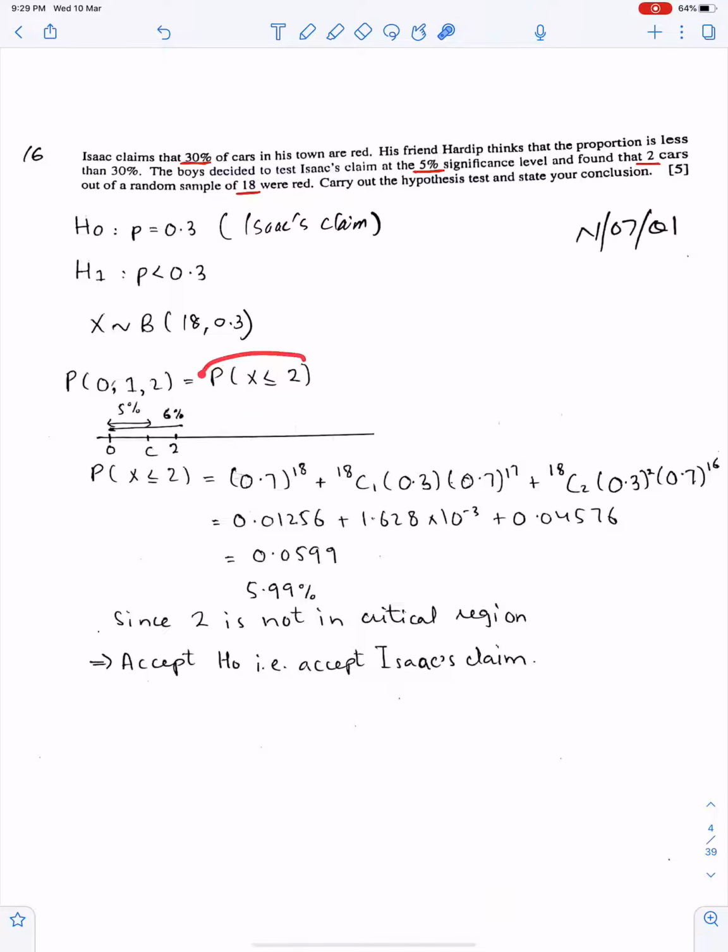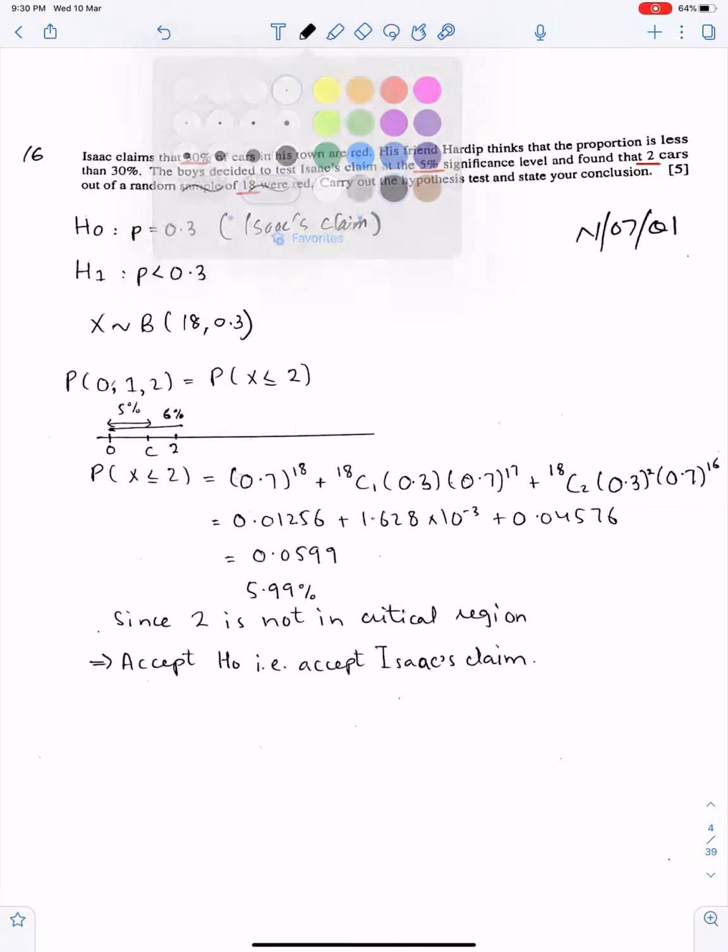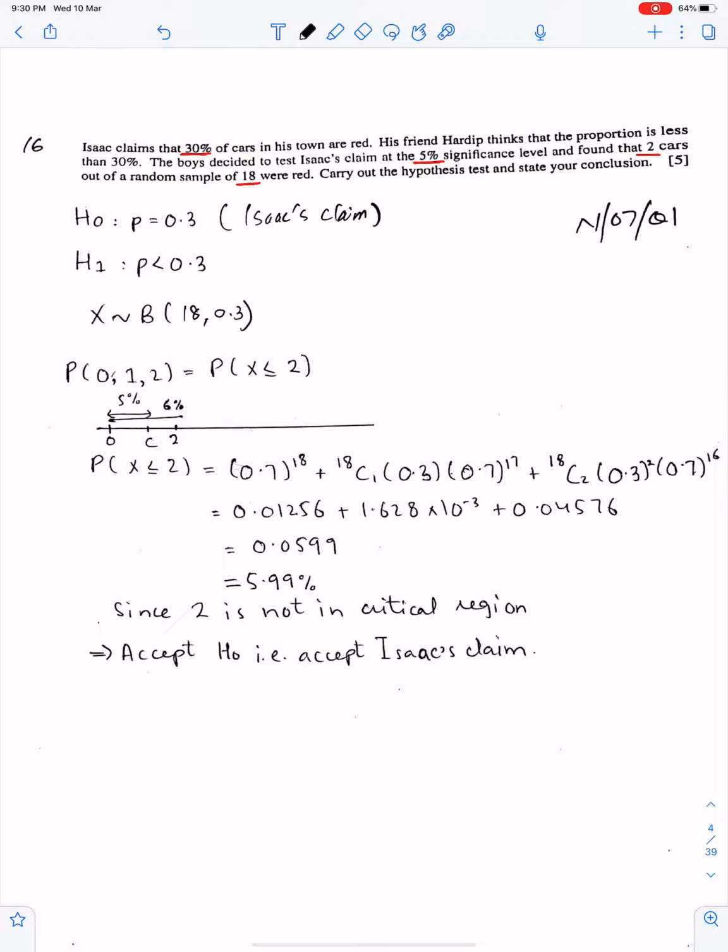If the probability of this test value is less than 5%, then the test value will lie in critical region and we will reject H0. If this probability is greater than 5%, then the test value will not lie in critical region. Therefore, we will not reject H0. Now let's find the probability. So according to binomial formula, this is the probability of this number. It's 5.99%, which is approximately 6%.